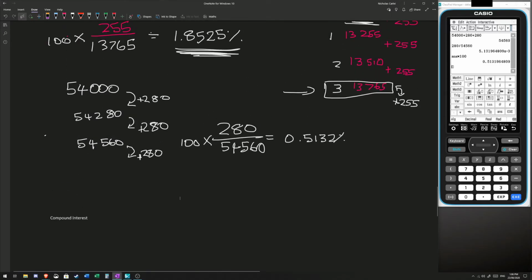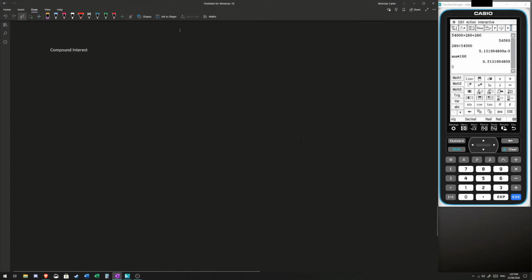We've got to look at that rounding. Just in chat, 0.5132. It's all good though. Let's keep going.